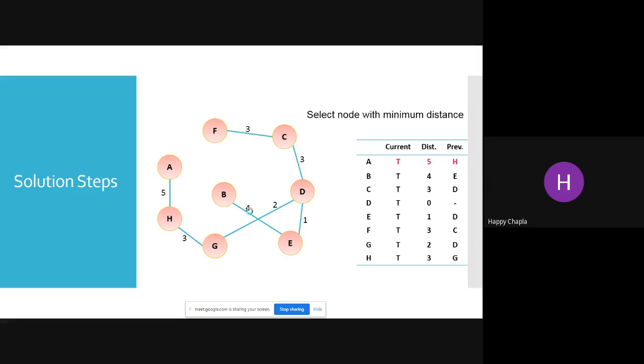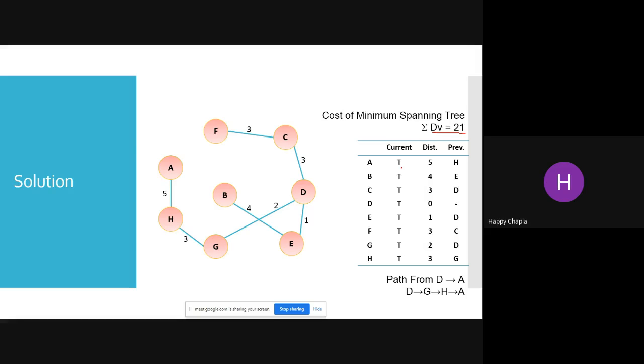So this is the total minimum spanning tree using Prim's algorithm. Now you can take the total of these values. This is the minimum value to go from D to the A node. D to G, G to H and H to A contain the minimum spanning value to traverse from D to the next one.